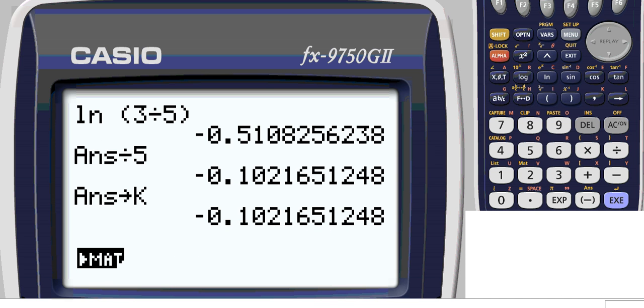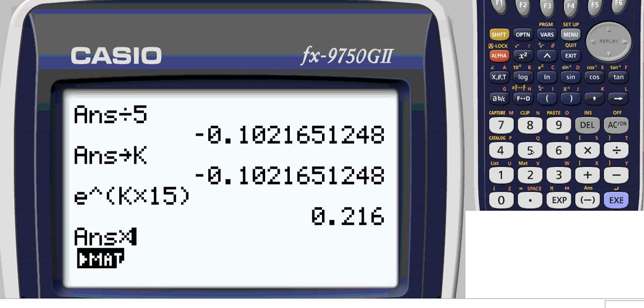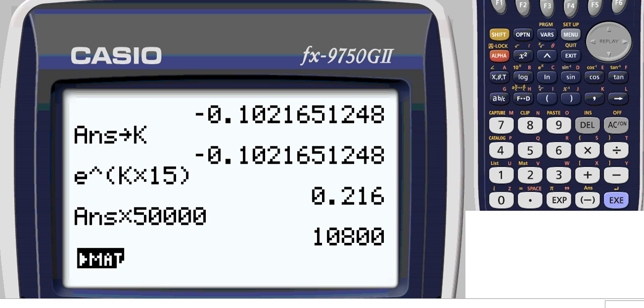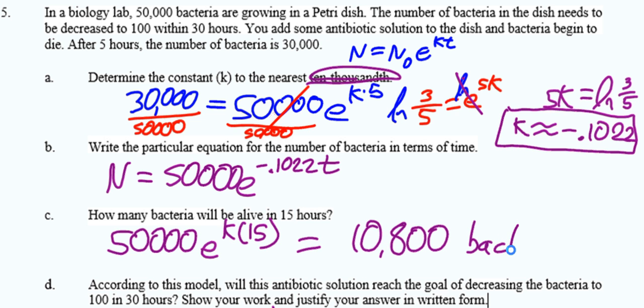I need e to the kt. For k, we can use k because we stored it. For t, we're using 15 because it said 15 hours. There's e to the kt times 50,000 because that was the number in front of e to the kt. So there will be 10,800 left. After 15 hours, there's still 10,800.